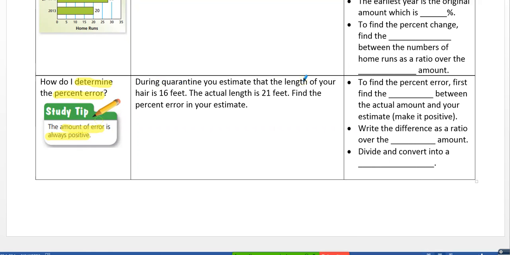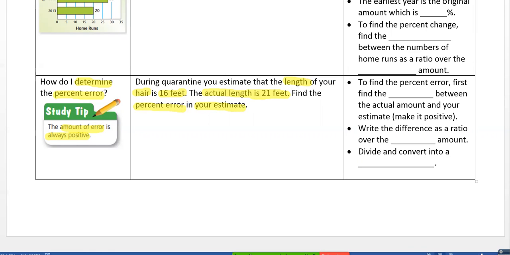During quarantine, you estimate that the length of your hair is 16 feet. Wow. You know what? It might be time to just give yourself your own haircut, even though it could go drastically wrong. But the actual length, you were actually off. It's 21 feet, which is quite long. Find the percent error in your estimate.